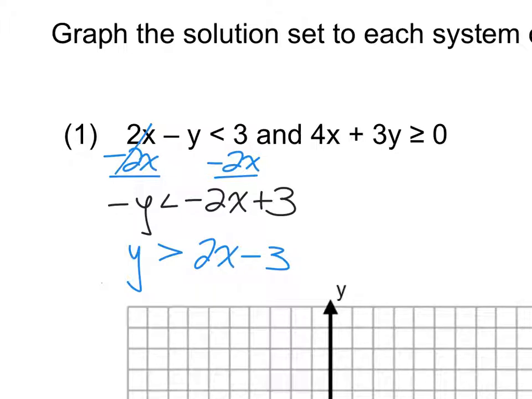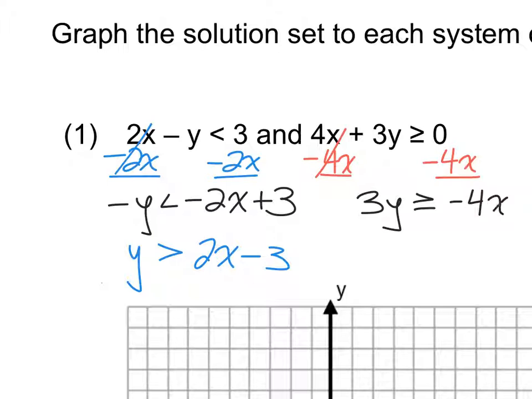It's up to you if you want to graph that first, or if you want to get all the algebra out of the way when you do it on your own. Right now, it's up to me, and what I'd like to do is get the algebra out of the way. So I'm going to subtract the 4x. So 3y would be greater than or equal to negative 4x, which would make y greater than or equal to negative 4/3 x.